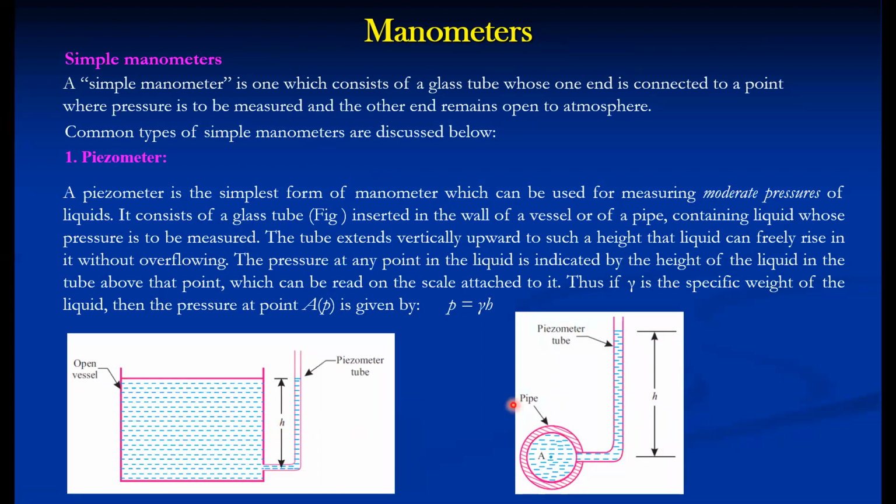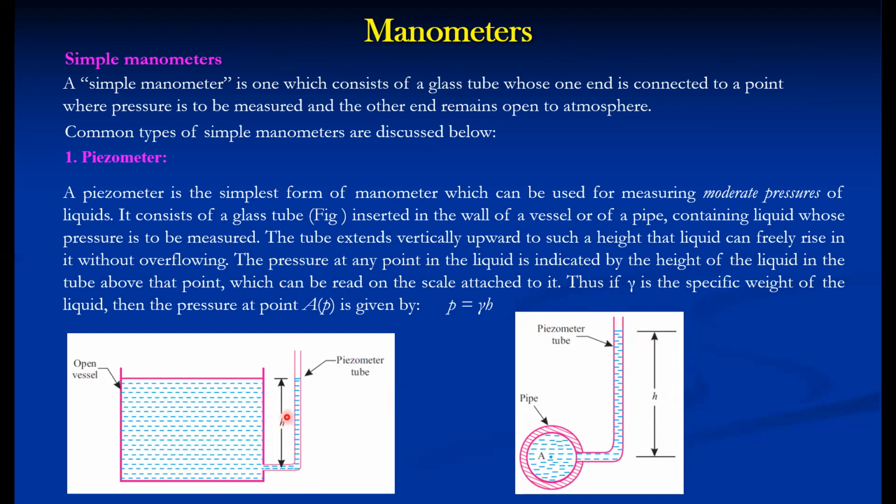The tube extends vertically upward to such a height that liquid can freely rise into the tube without flowing out. So the care to be taken is that whatever the pressure, that liquid should not flow out of this tube. Otherwise, we cannot measure the exact pressure there. The pressure at any point in the liquid is indicated by the height of the liquid in the tube. So this H is indicating the equivalent pressure, which can be read on the scale. So this is in meter, or we can say in centimeter.